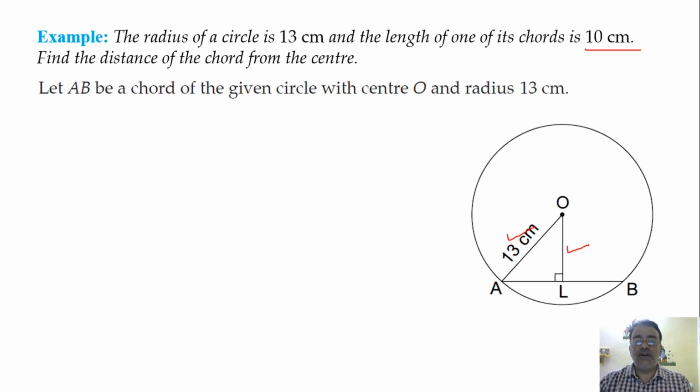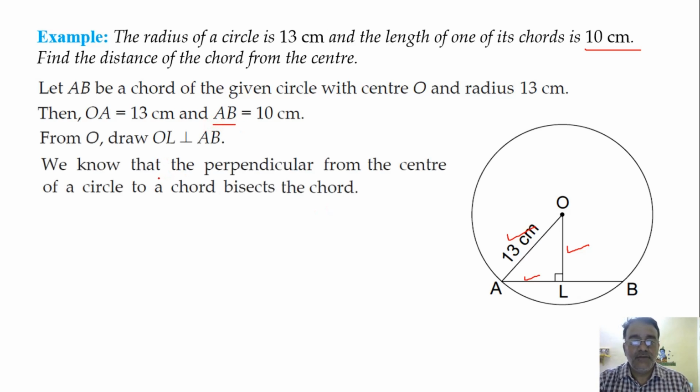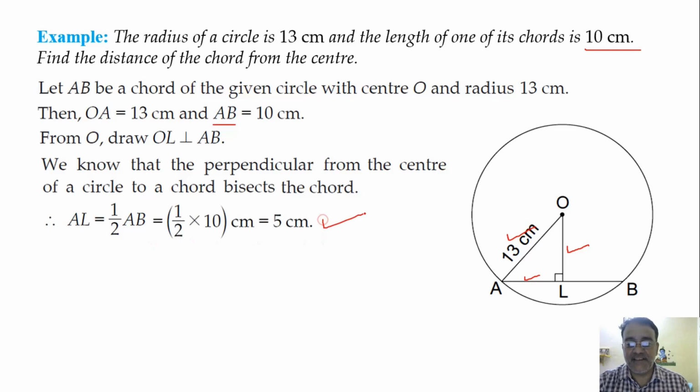Let AB be the chord of the given circle with center O and radius 13 centimeter, and OA is equal to 13 centimeter, AB is equal to 10 centimeter. Now we know that the perpendicular drawn from center to chord bisects the chord. So what is the length AL? 5 centimeter. Right, half of AB. So AL is equal to half of AB. So half of 10 will be equal to 5 centimeter.